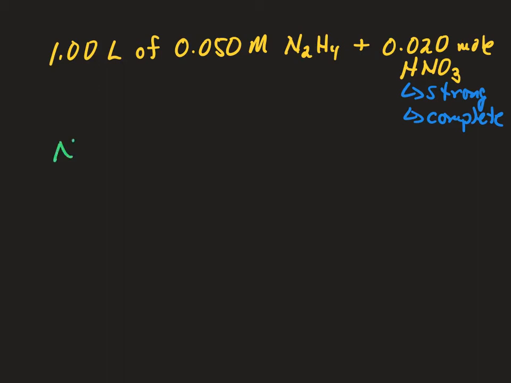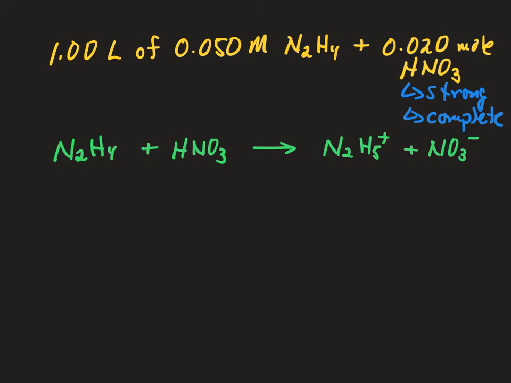Well, it's going to be hydrazine plus nitric acid to make the hydrazonium ion plus the nitrate ion, again, all of those things are aqueous. And if we consider it is a complete process, so we have to work it in moles, but since I was nice and put this in 1 liter, it's easy to figure out how many moles we have. So for a limiting reactant problem, you have to work in moles.